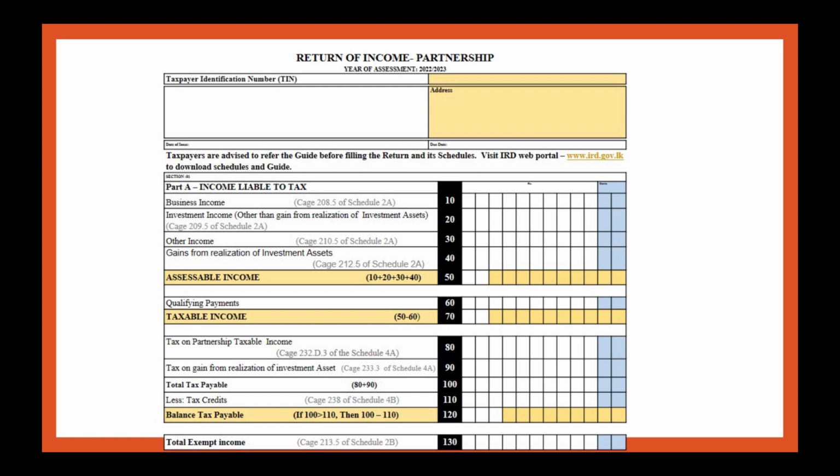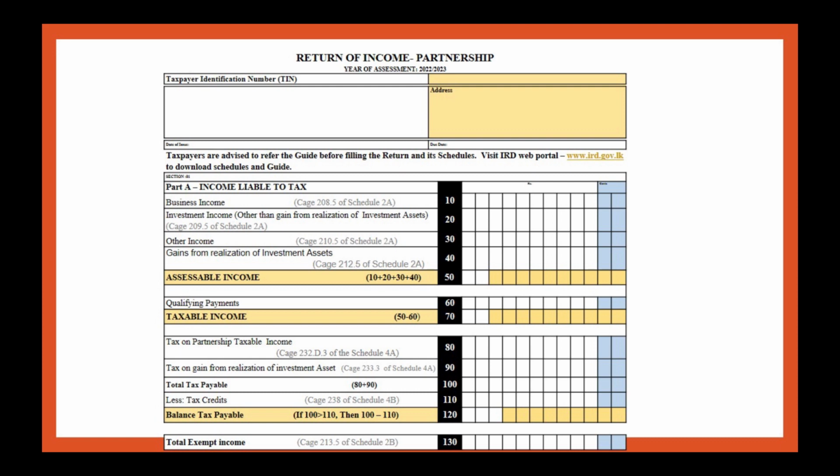So you can come out with the total assessable income of the partnership. For that, you have to add the cages 10, 20, 30 and 40 all together and enter the answer in cage 50. That is the total assessable income from all the sources of the partnership.